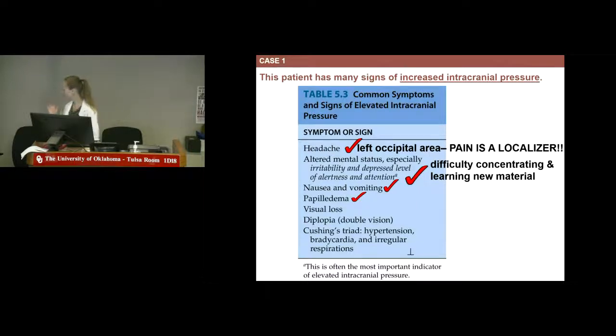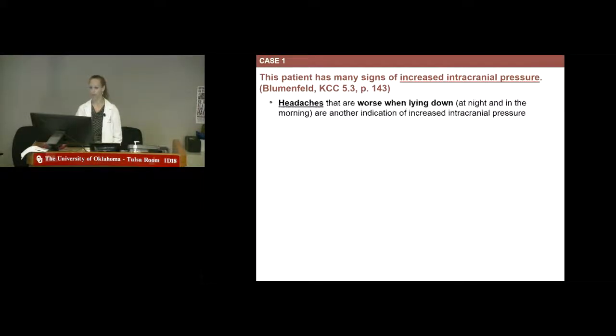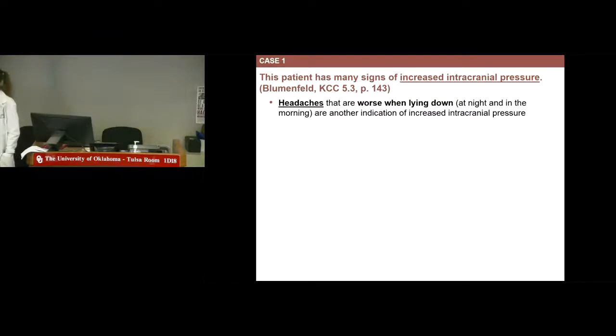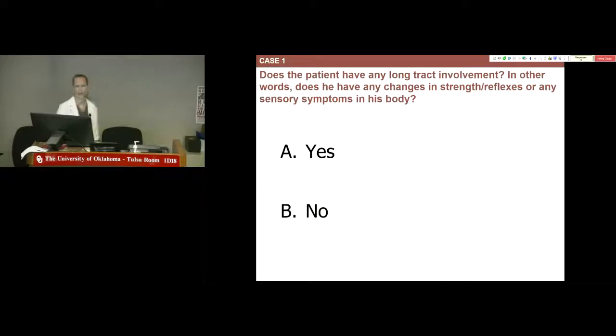Didn't have the rest of that list, but he's got some pretty major signs that he's got something growing inside of his brain. His headaches are worse when he's lying down. Well, who's had a sinus headache before? When is it worse? When your head is down. So basically when gravity is causing more fluid in your skull, the headache gets worse. So that is another sign of increased intracranial pressure.